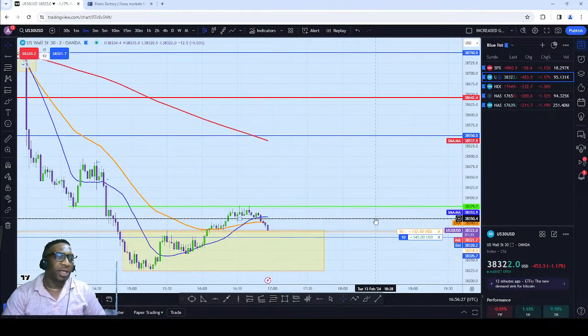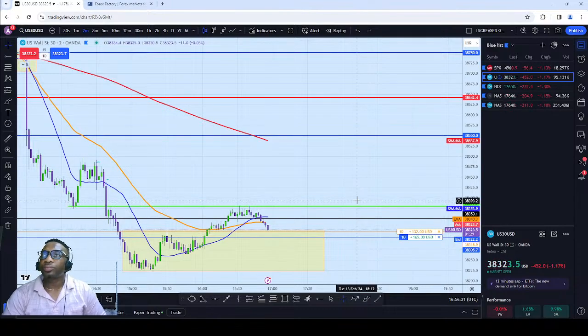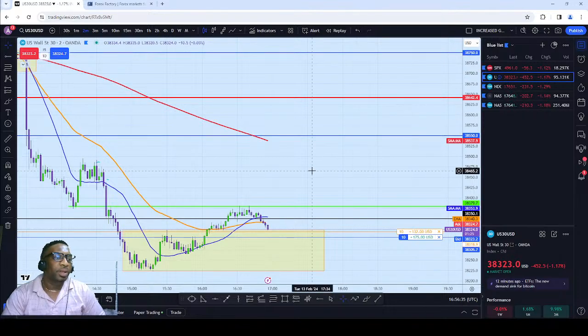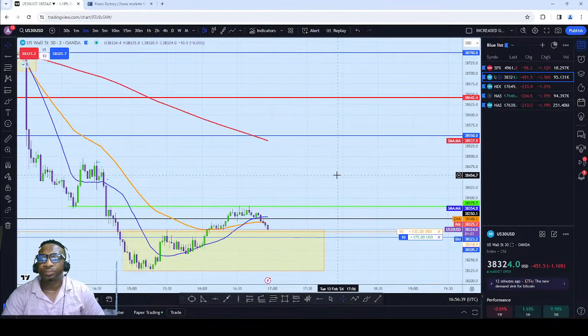It looks like the downtrend continues. The downtrend continues. Now it's pulling down, US 30 pulling down.